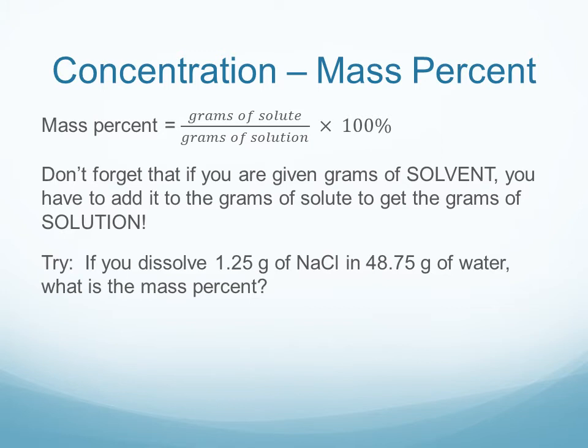So go ahead and try this calculation. If you have 1.25 grams of sodium chloride in 48.75 grams of water, what would the mass percent of that sodium chloride solution be? Plugging those numbers into the formula gives us 1.25 grams of sodium chloride over a total of 50 grams of solution. We add the sodium chloride and the water to get the solution, and that gives us a 2.50% sodium chloride solution.